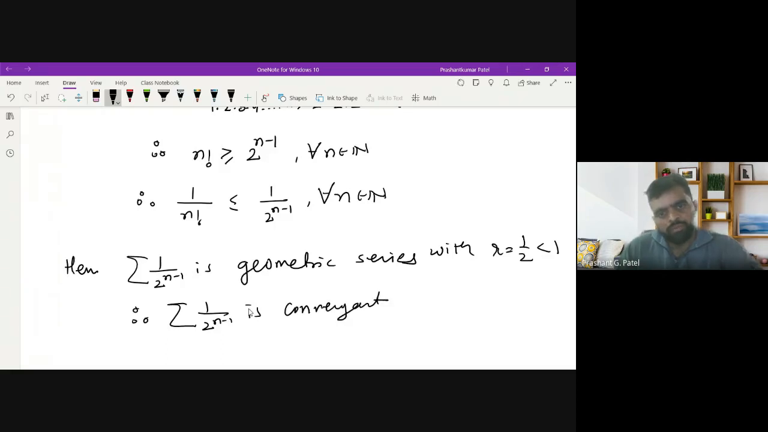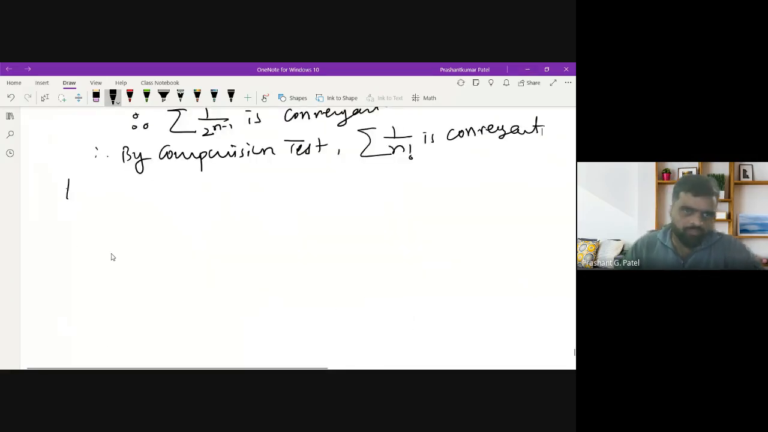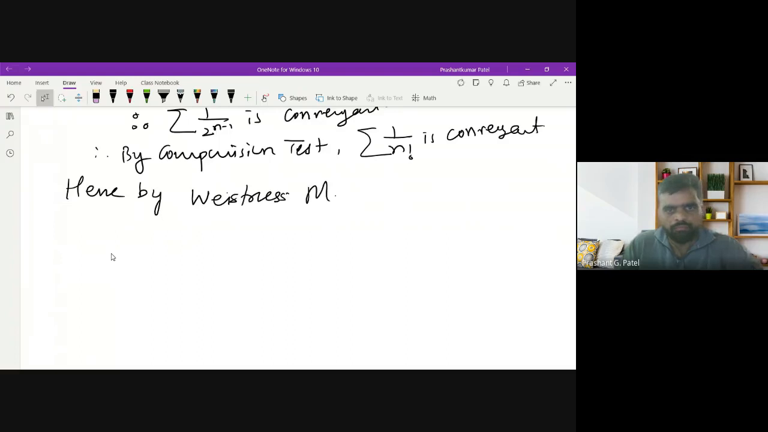Therefore, by comparison test, since the bigger one is convergent, its smaller one is also convergent. Summation of 1 upon n factorial is convergent. Since this summation of 1 upon n factorial is convergent, by Weierstrass M-test the series summation of x raised to n upon n factorial is uniformly convergent.